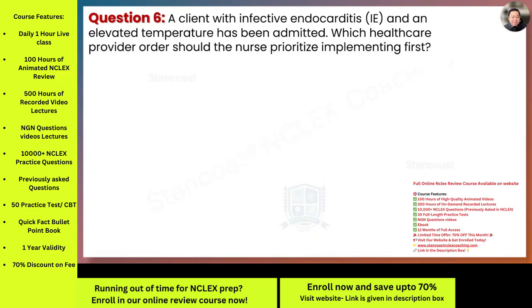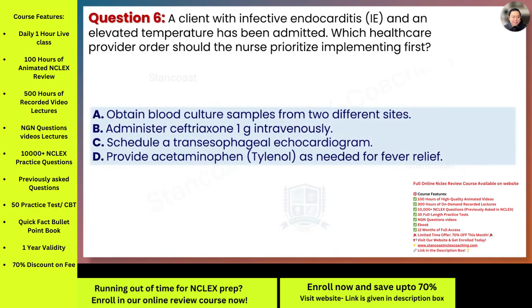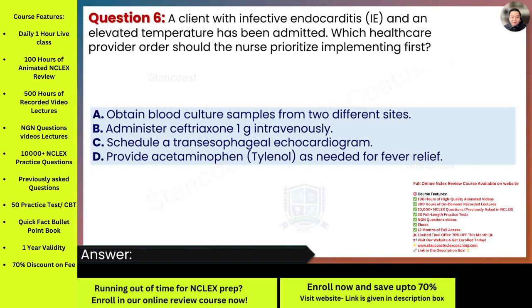A client with infective endocarditis and an elevated temperature has been admitted. Which healthcare provider order should the nurse prioritize implementing first? Options: A. Obtain blood culture samples from 2 different sites. B. Administer ceftriaxone 1 gram intravenously. C. Schedule a transesophageal echocardiogram. D. Provide acetaminophen as needed for fever relief. The answer is letter A.